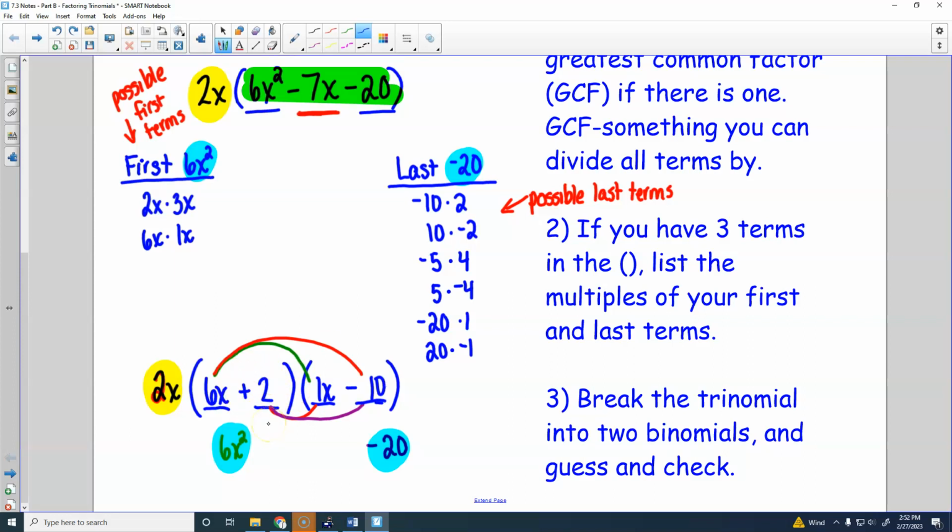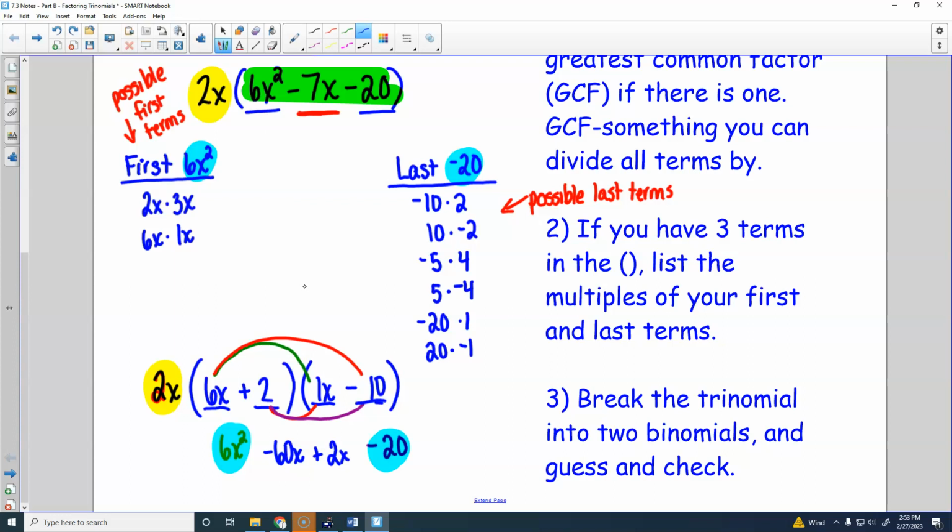So again, the 6x times the 1x is going to be 6x squared. But the 6x times 10x, that's going to give me negative 60x. Then on the inside, I'm going to get positive 2x. Is that going to give me the negative 7 that I need? It's not. So I don't think 2 and 10 are going to work, at least not with 6 and 1 being my first numbers. Right?